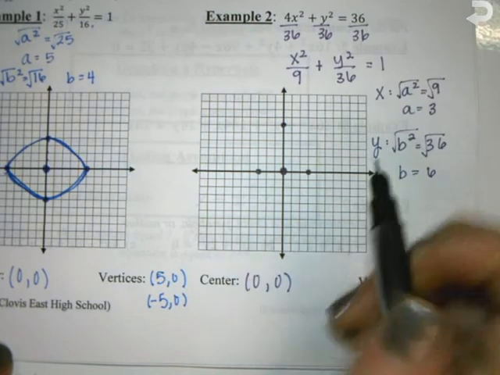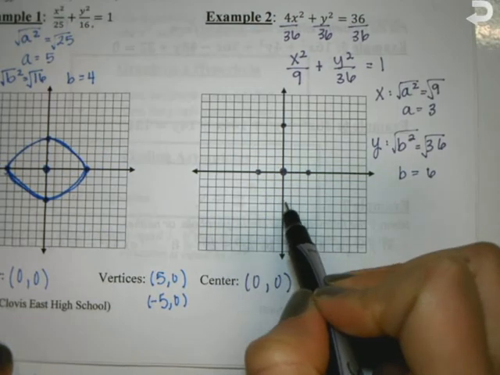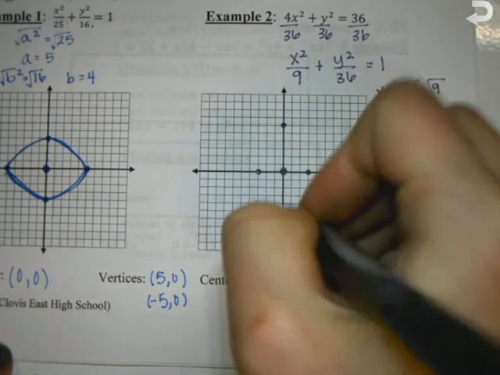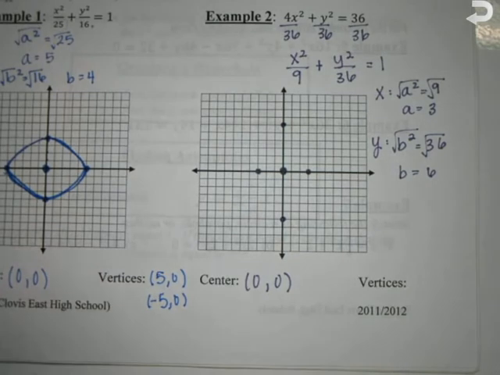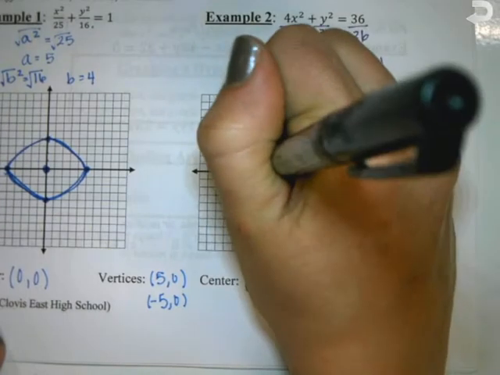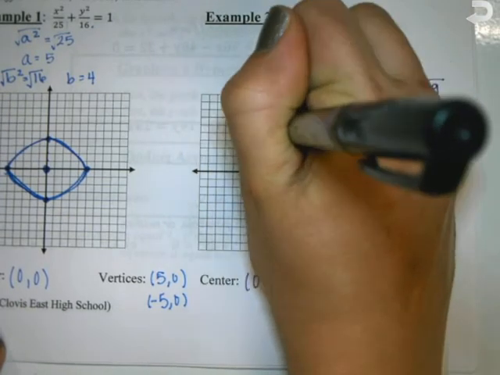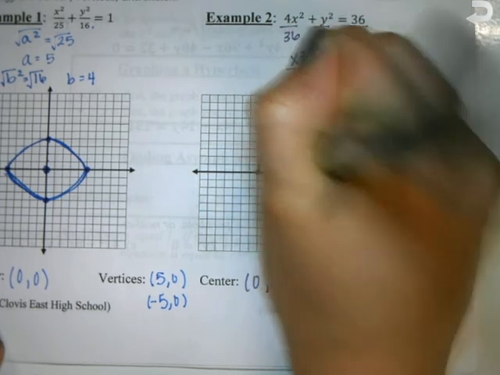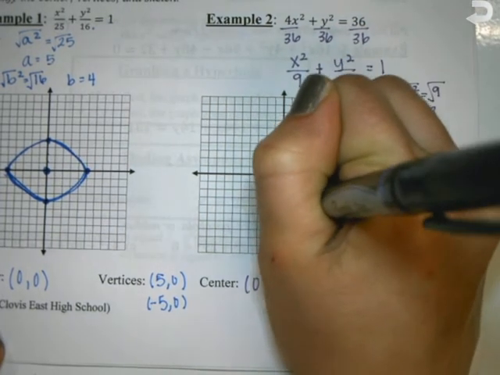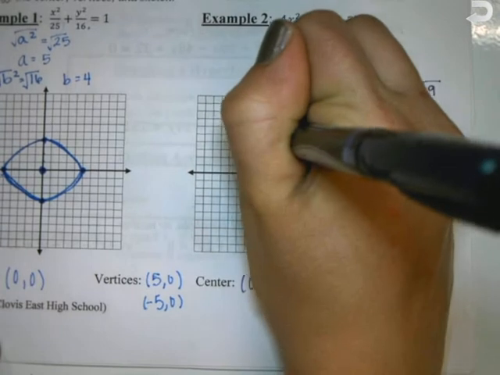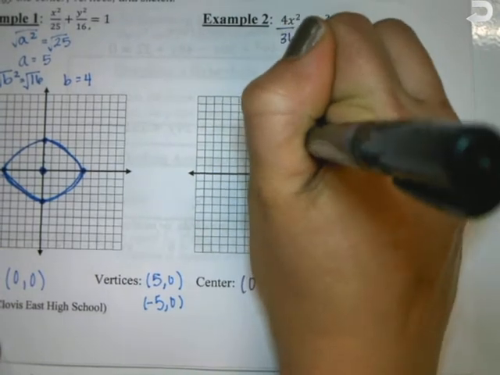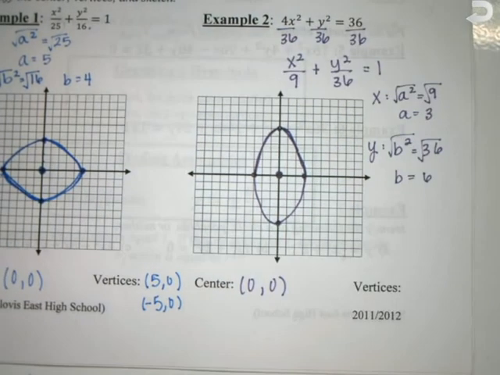Okay, so are my vertices on the y-axis or the x-axis this time? Y. The y's. Okay, let me see if I can do a better job sketching this one. It still looks pointy at the tip. Okay, so my vertices, what are the coordinates of my vertices? We have 0, 6, and 0, negative 6.